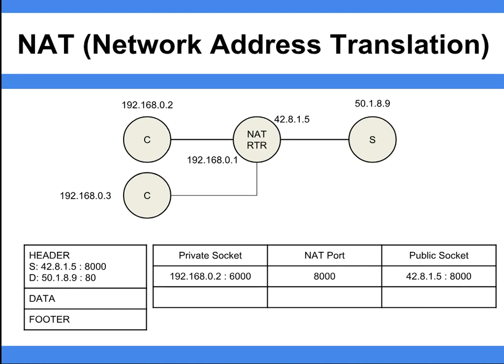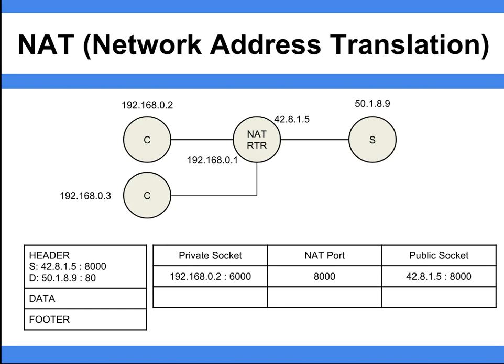Okay. It's then going to create a public socket, so the public IP address with that new NAT port on there. And it's going to use that to put on the packet of data that's being sent. So the sender's IP address and port is now going to be 42.8.1.5 and 8,000 being the port. It's going to send that off.